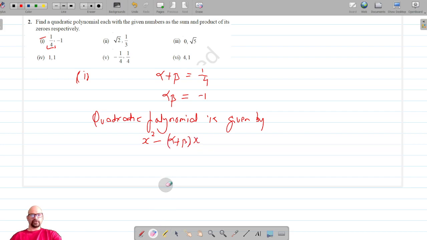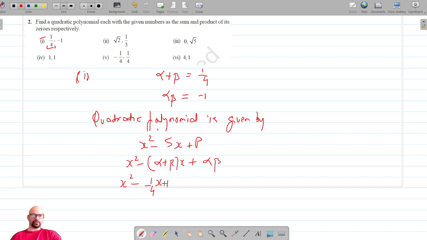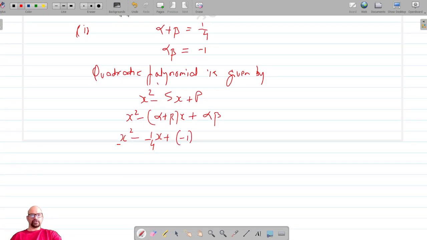into x. Let me write it as x square minus sum of the zeros into x plus product of the zeros. Now the sum of the zeros is alpha plus beta into x, and product of zeros is alpha beta. So this gives me x square minus alpha plus beta is 1 by 4 into x, and alpha beta is negative 1. Okay, so for the denominators, we have the LCM of 1, 4, and 1. So the LCM of 1, 4, and 1 is 4.